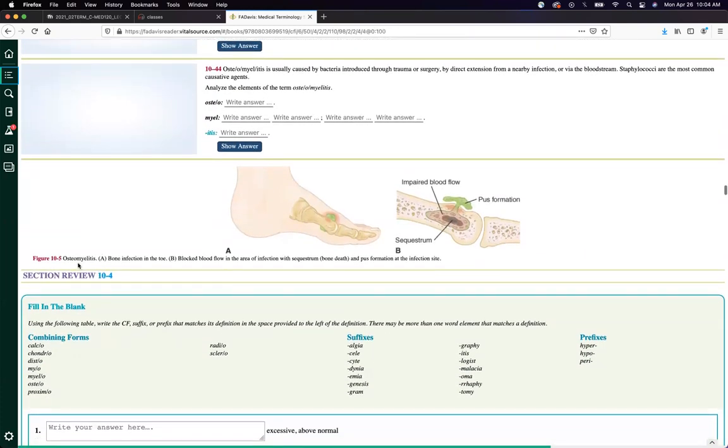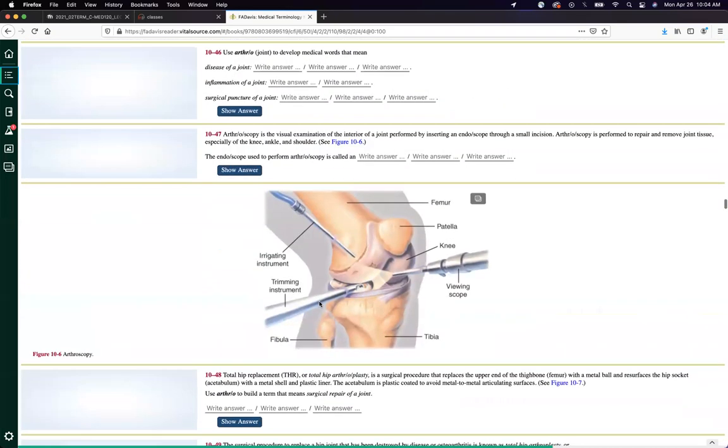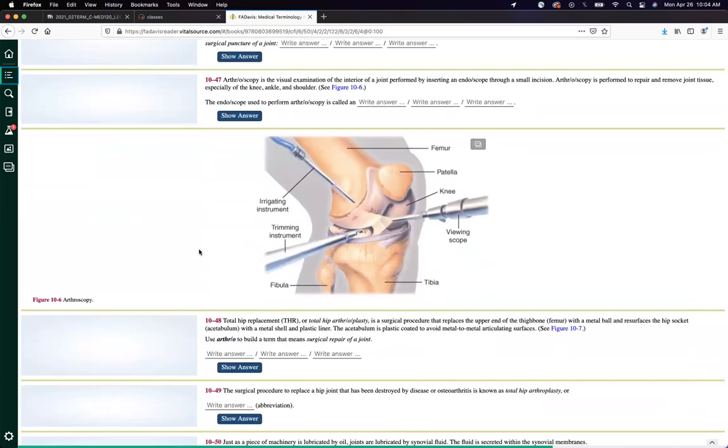Osteomyelitis, right? The bone has what? Inflammation or infection. And that's not good because it's a living, breathing thing. Here's what I have to go through every once in a while, arthroscopy.